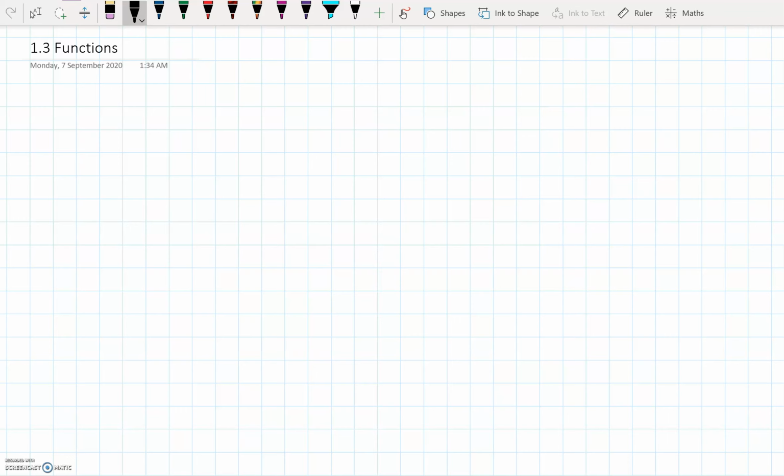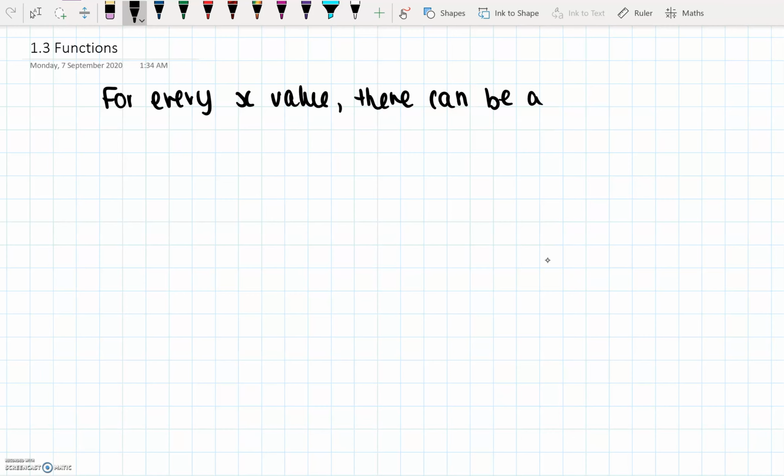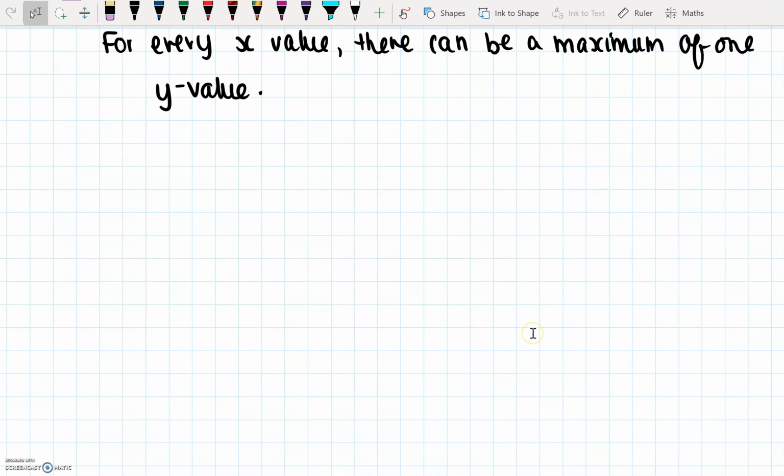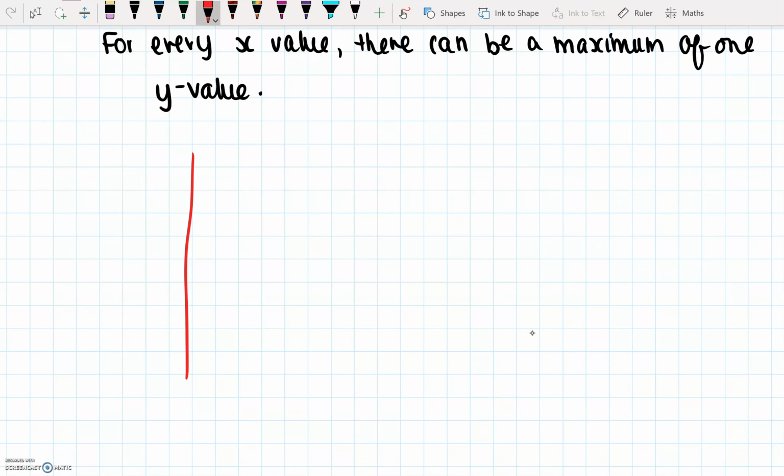So for a function, the definition of a function for you guys will be that for every x value, there can be a maximum of one y value. Okay, and as I said, everything you've been working with so far has been a function. Okay, so for example, let's have a look at some graphs and we'll talk about why they are functions.